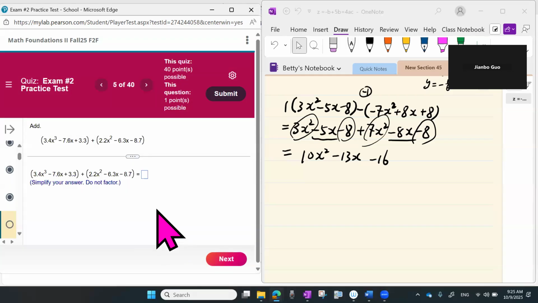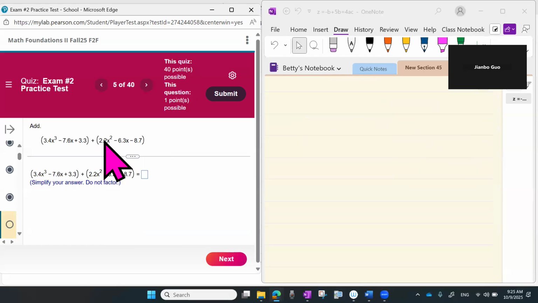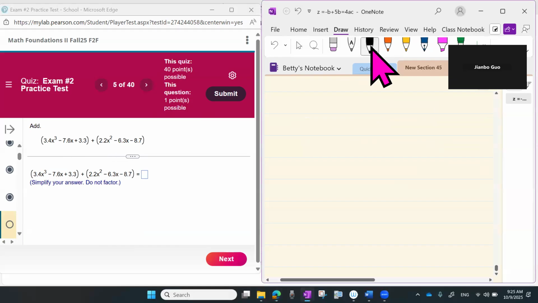Question number 5. Sorry, it's not dividing, this is addition. I apologize. So we're adding the two polynomials, okay? Notice the two parentheses, the coefficient, both are 1. So we can literally remove the two parentheses. The only case we can literally remove the parentheses is when the coefficient is 1. So we're going to copy the terms.